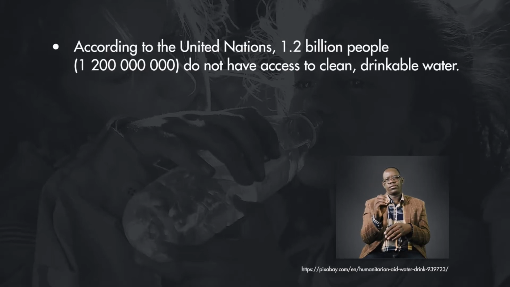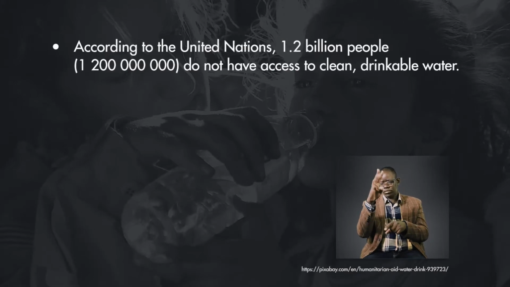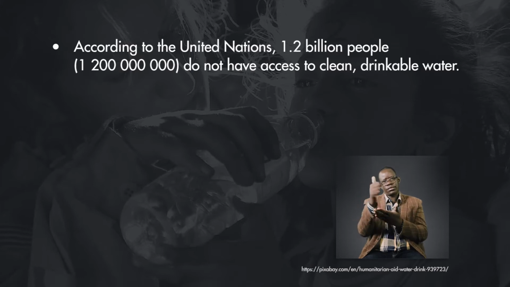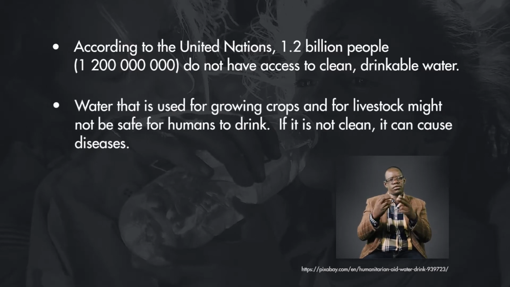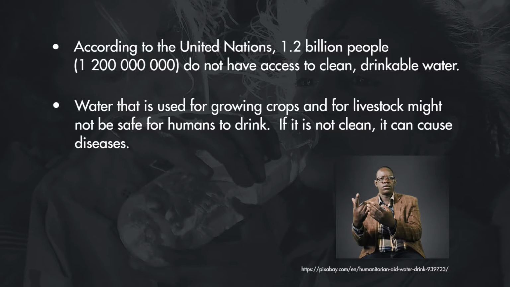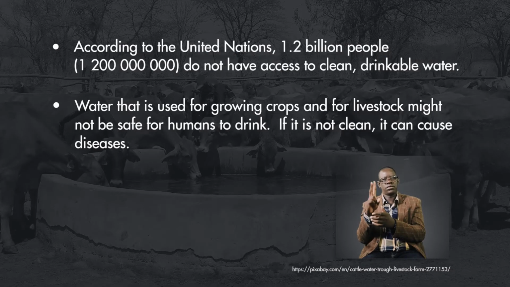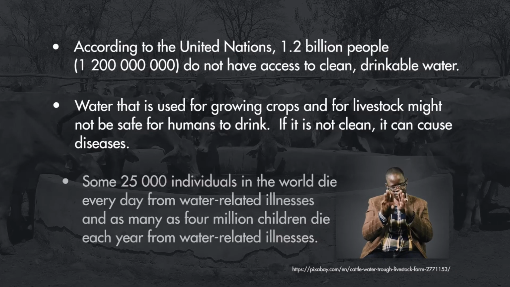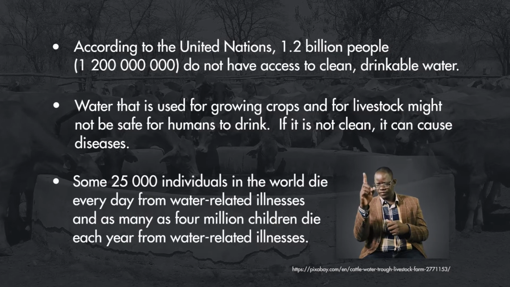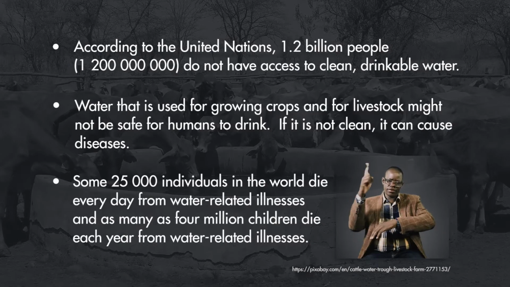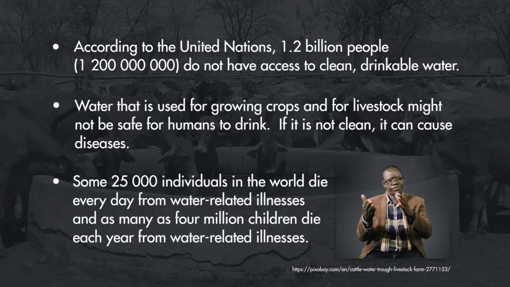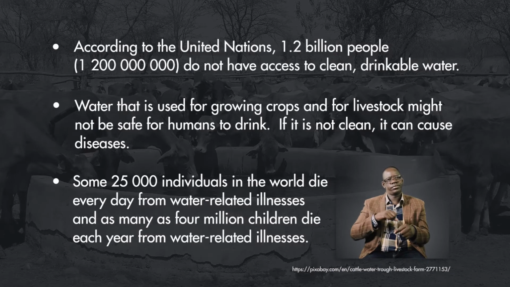According to the United Nations, 1.2 billion people do not have access to clean, drinkable water. Water that is used for growing crops and for livestock might not be safe for humans to drink. If it is not clean, it can cause diseases. Some 25,000 individuals in the world die every day from water-related illnesses, and as many as 4 million children die each year from water-related illnesses. Many people in the developing world suffer from waterborne diseases. Many of the most destructive human diseases are related to unclean water and water supply.